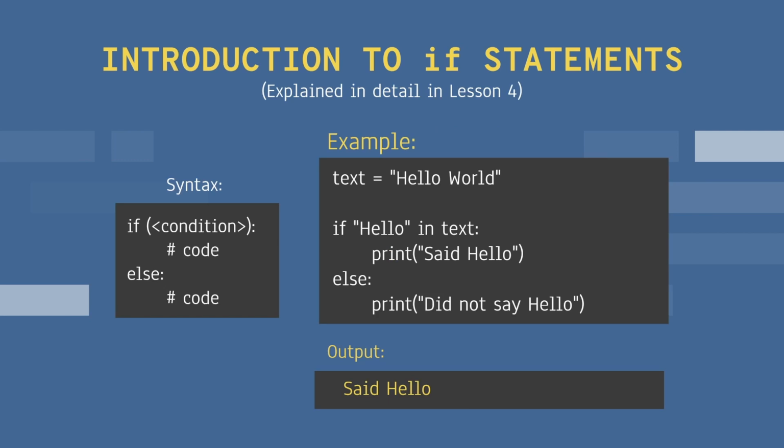In Python, this is the structure for if statements. You have a condition, and if this condition evaluates to true, then the code that is indented after the colon will run. If the condition is not true, then the code indented after the else colon will run. In Python, indentation is very important, so make sure that you indent properly so that your code works as expected.